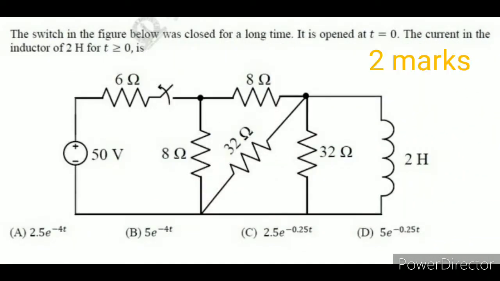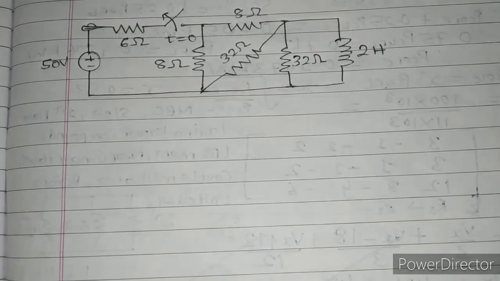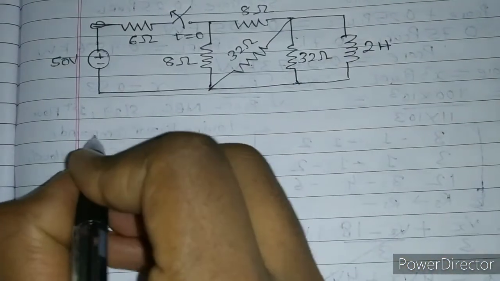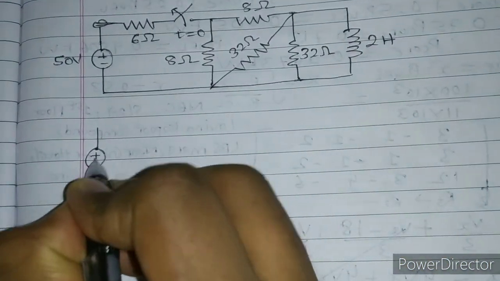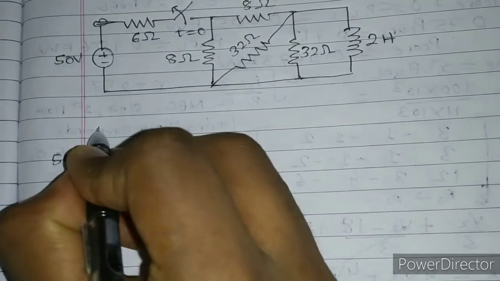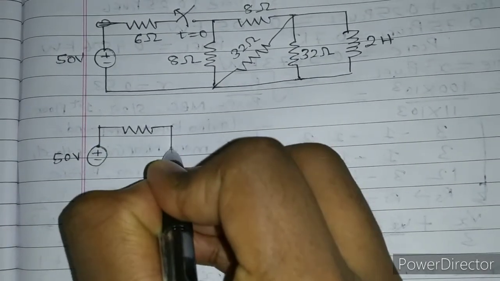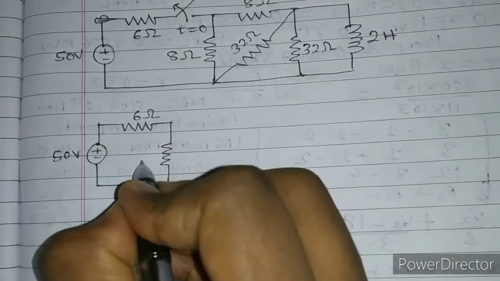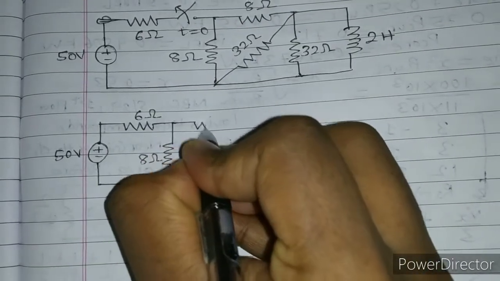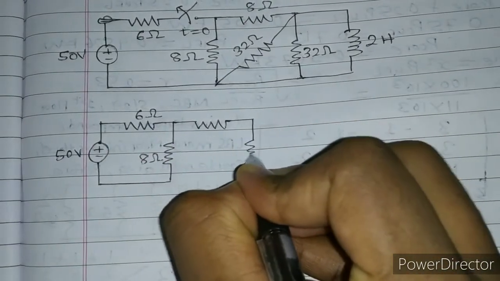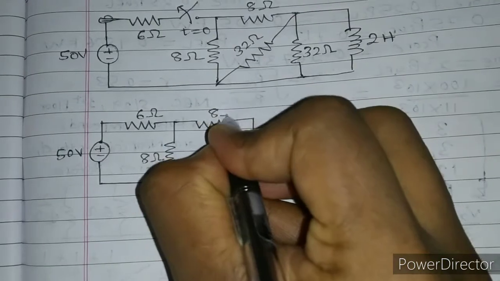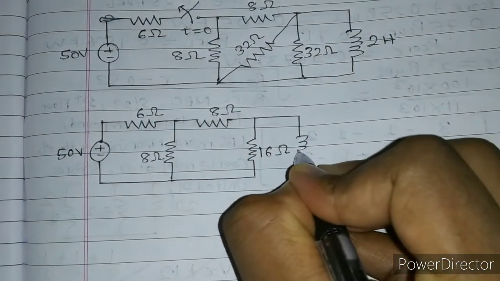In this question, we have to find out the value of inductor current for t greater than or equal to 0. This 32 ohm resistor and this 32 ohm resistor are in parallel, so the given circuit will be modified into the circuit as I am drawing now: 50 volt source over here, 6 ohm resistor, the 8 ohm resistor, the 8 ohm resistor over here, and this will be a 16 ohm resistor in parallel with the 2 Henry inductor.